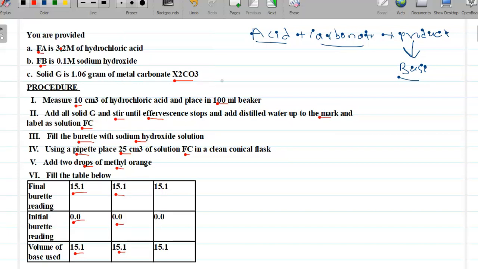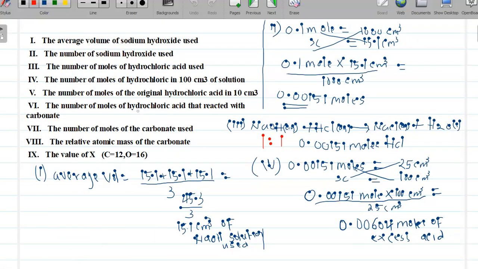So let us see the questions. Due to time, I'm not showing you the calculation in front of you because the question is very big, and my screen recorder only records 15 minutes, which is not enough for me to calculate while I show you. I have already calculated the questions. The first question is to calculate the average volume of sodium hydroxide used. To calculate it, you add 15.1, 15.1, 15.1 divided by 3.